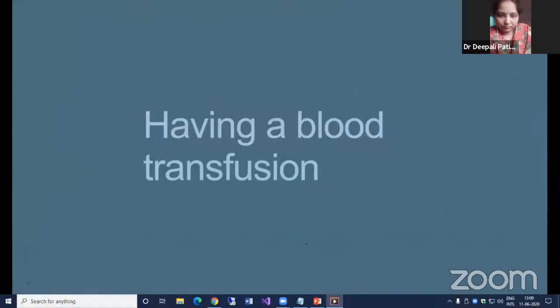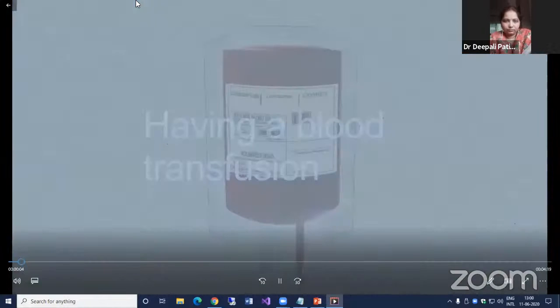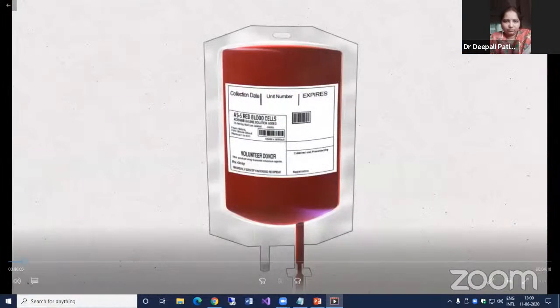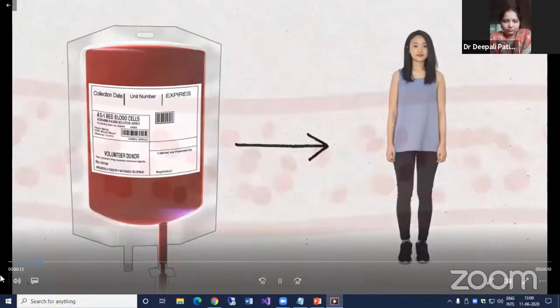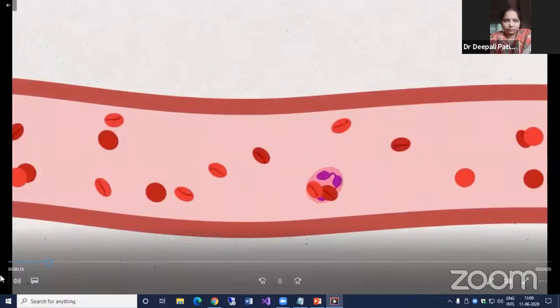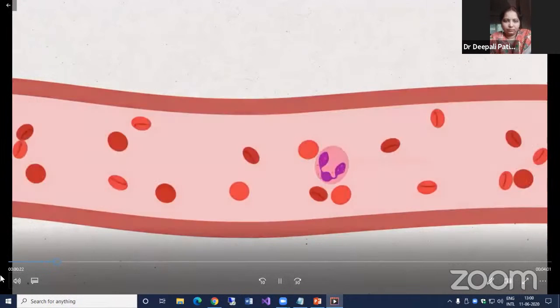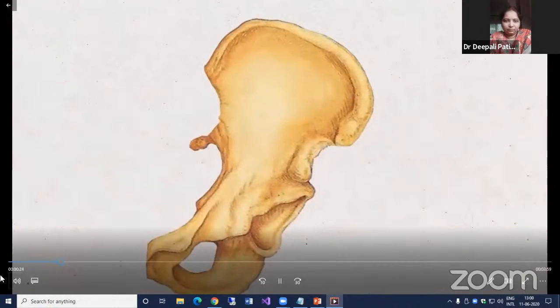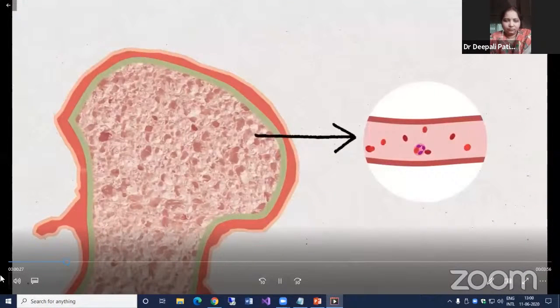In this film, we're going to tell you what to expect when you have a blood transfusion. A blood transfusion is a common procedure which involves taking blood from one person, the donor, and giving it to a person who requires more blood. The most common reason for a blood transfusion is to address a shortage of red blood cells in the blood. Red blood cells are essential for carrying oxygen around the body. Sometimes this happens because the bone marrow, which produces red blood cells, can't make enough of them.